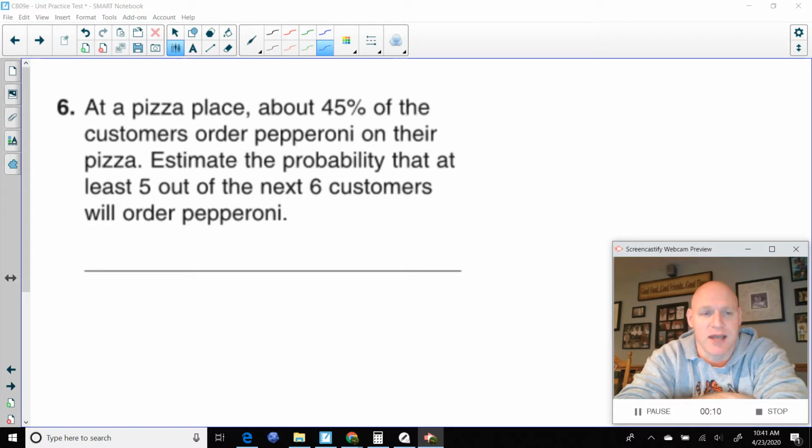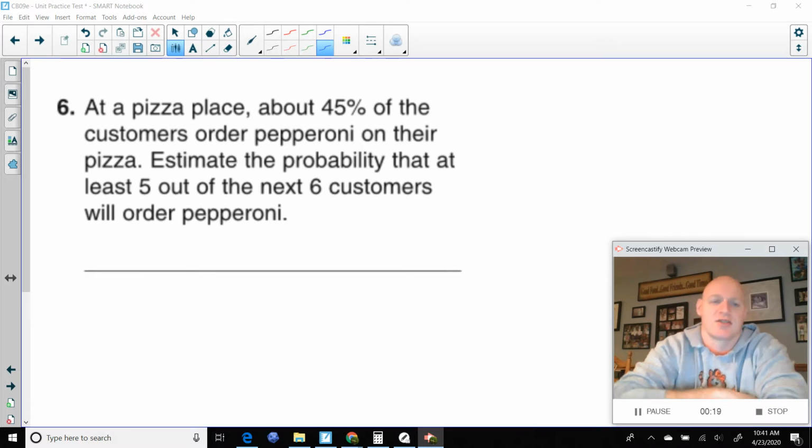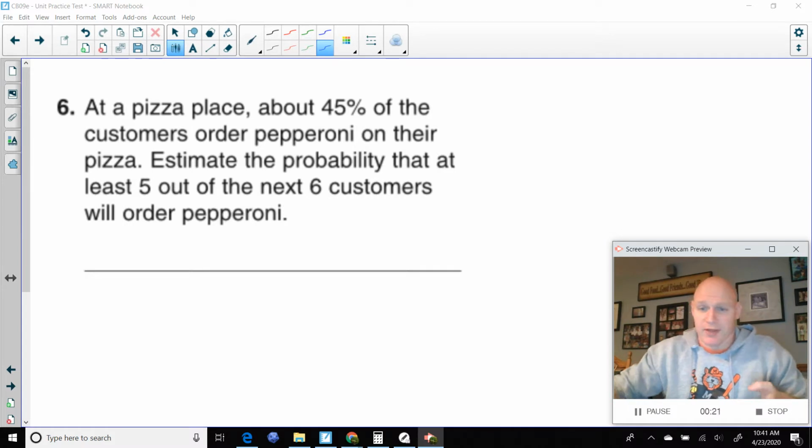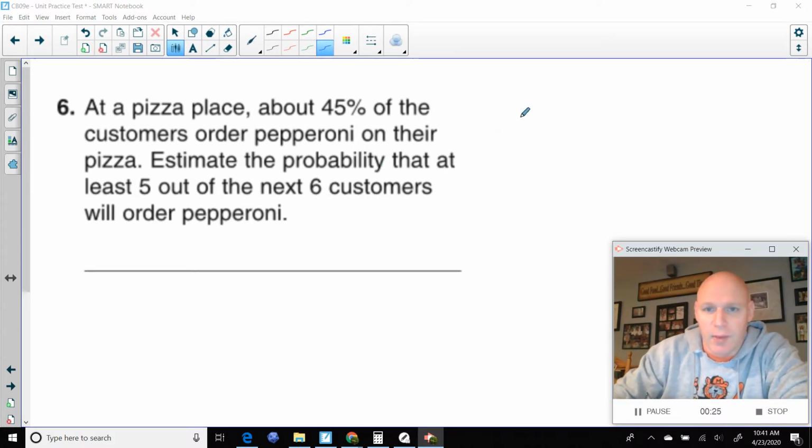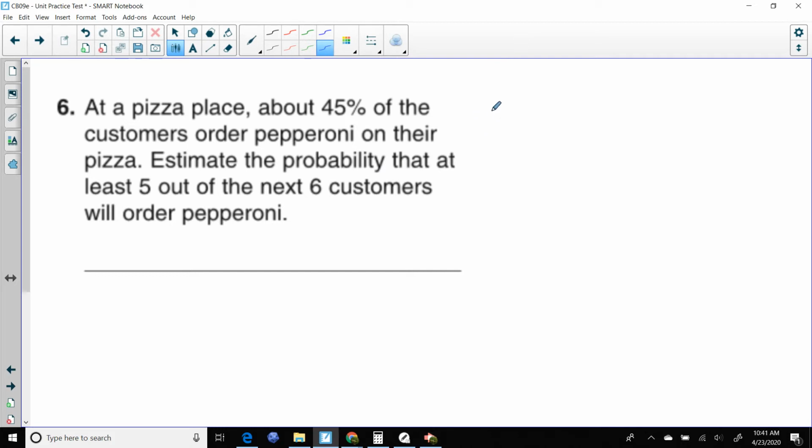So at this particular time, at a pizza place, about 45% of the customers order pepperoni on their pizza, and they want to know what's the probability that 5 out of the next 6 customers are going to order a pepperoni pizza. So we'll walk through the same numbers we did last time. We are looking for the probability that 5 out of 6 are going to order pepperoni.